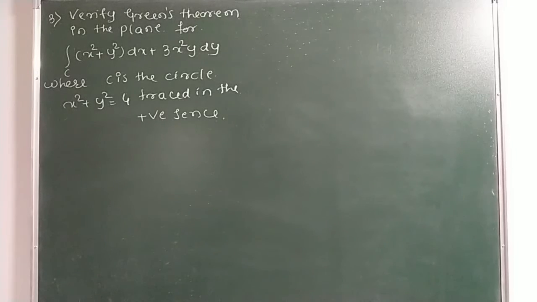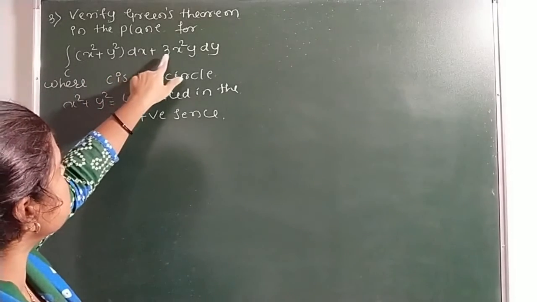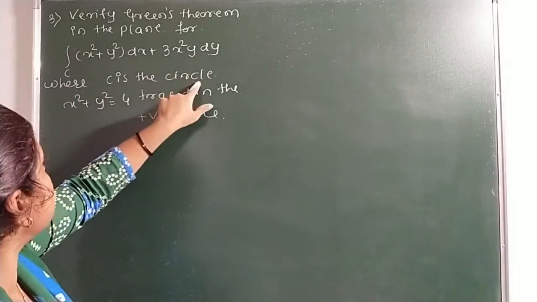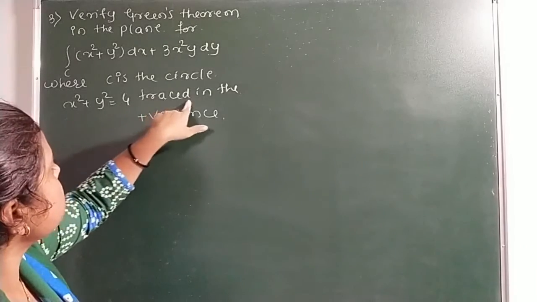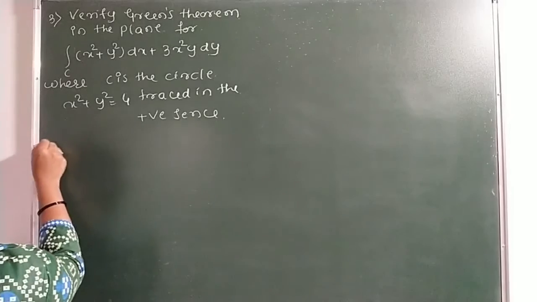The next example is: verify Green's theorem in the plane for the integral of (x² + y²) dx + 3x²y dy, where C is the circle x² + y² = 4 traced in the positive sense. First, write Green's theorem here.